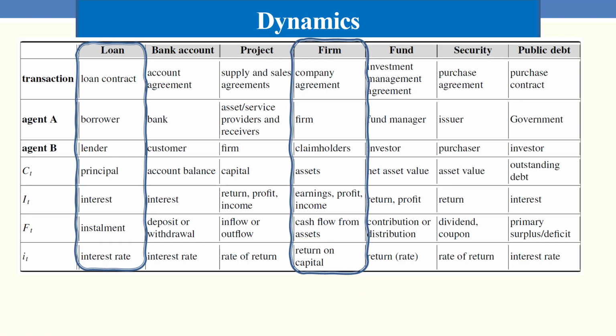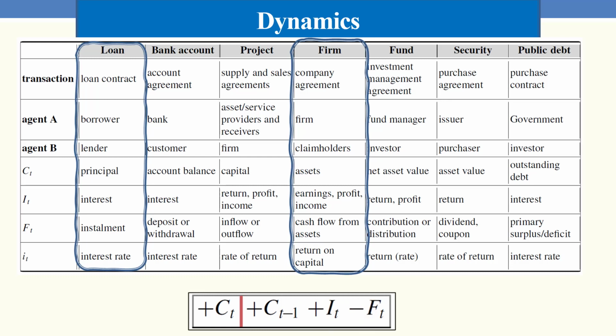Now, I rewrite the law of motion as a matrix of 1 row and 4 columns. The red vertical bar denotes equality. The time t capital is equal to the time t minus 1 capital plus the income minus the cash flow.